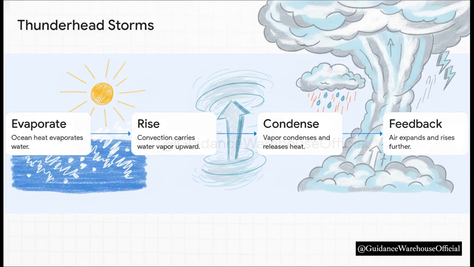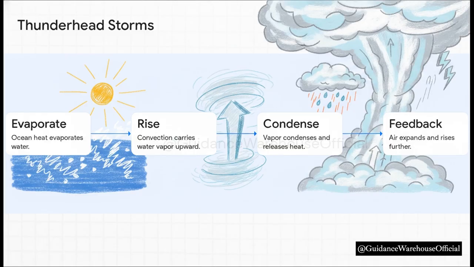First, the warm ocean evaporates water, which, remember, is a phase change that absorbs heat. Second, natural convection carries that warm, humid air way up high. Third, as it reaches colder, high altitudes, the vapor condenses back into liquid water droplets. But wait, if evaporating absorbs heat, condensing releases all that stored energy back into the atmosphere.